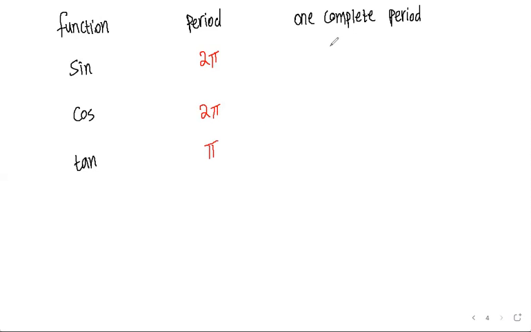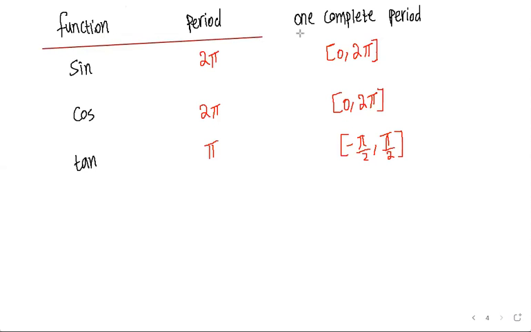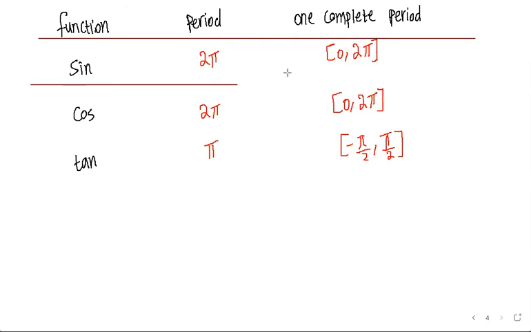One complete period is from 0 to 2 pi. Now cosine, the same thing, from 0 to 2 pi. But for the tan it is from minus pi over 2 to pi over 2. This is one complete period. This table also, we're going to use during this section. It's very important.